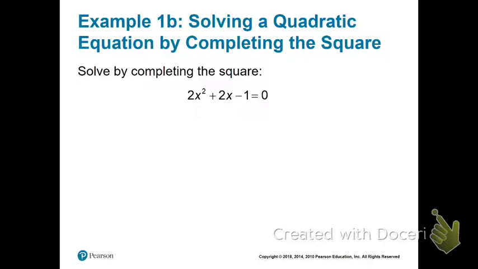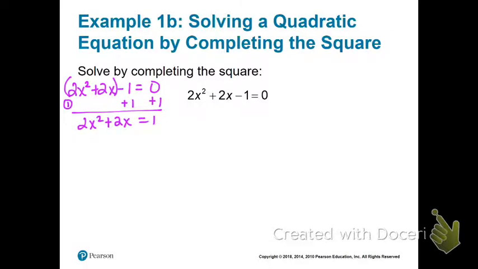All right, so this one should go a little quicker because we don't have to write the notes all down. So we have 2x squared plus 2x minus 1 equals 0. And so remember, our first step is to isolate the x squared and the x term. So we're going to move this 1 over. And so we have 2x squared plus 2x equals 1.